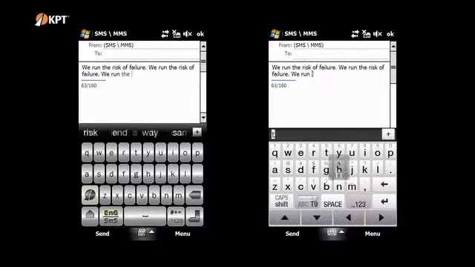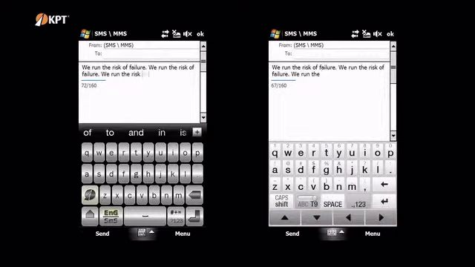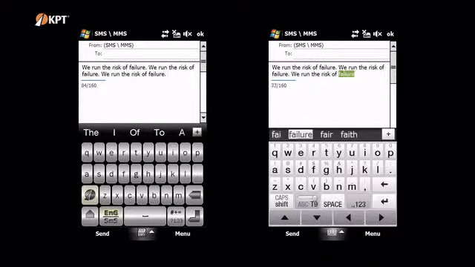The second point to note is XT9 is not demonstrating any learning capability. For the user, there is no assistance despite repeatedly entering the same phrase.